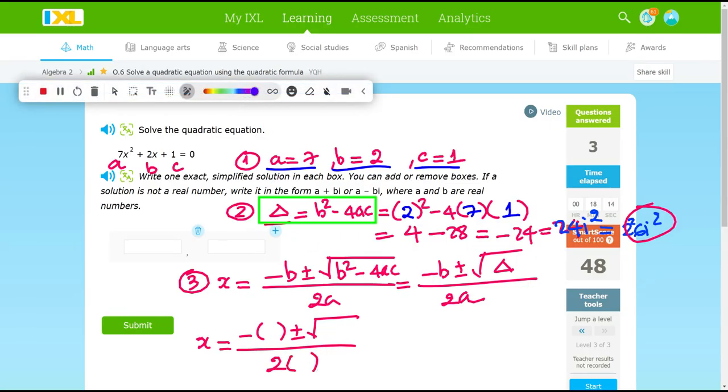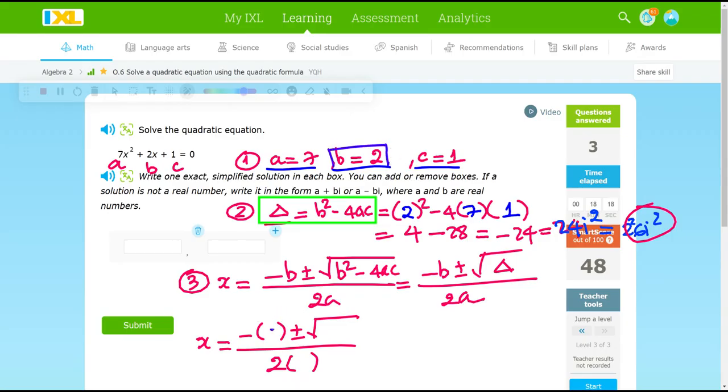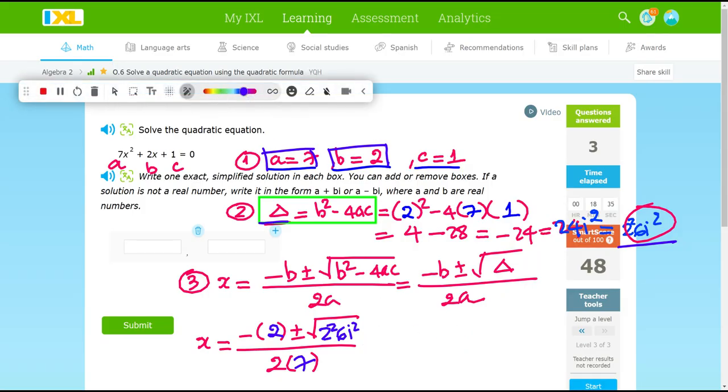Okay, let's go and find b. B is right here, number 2. Okay, delta is right there, 2 squared, 6i squared. Okay, over 2a. A happens to be 7. So I put it right there. Okay, so now we simplify.